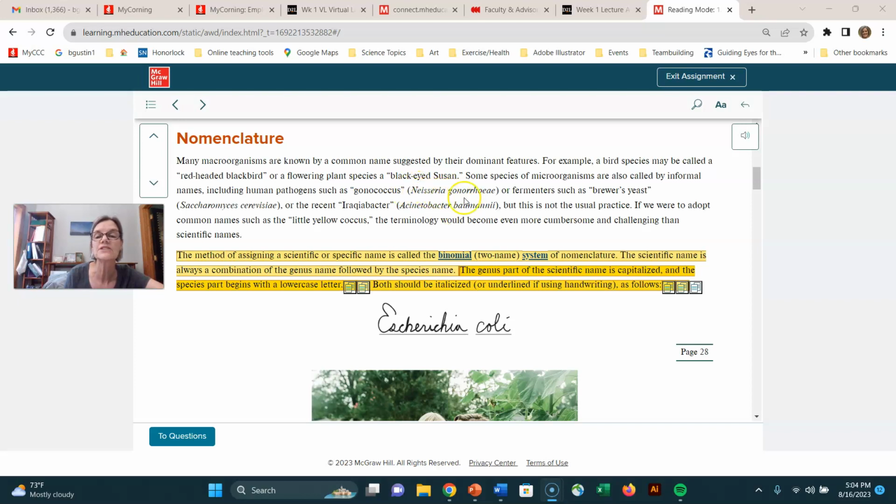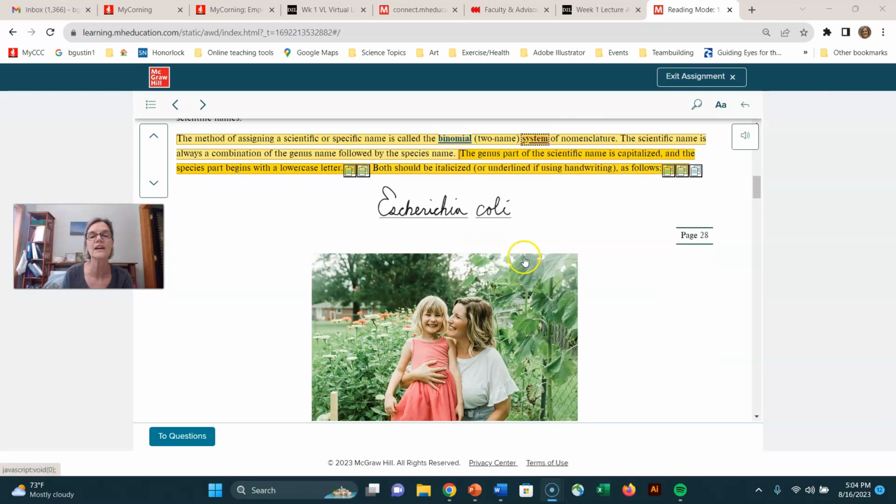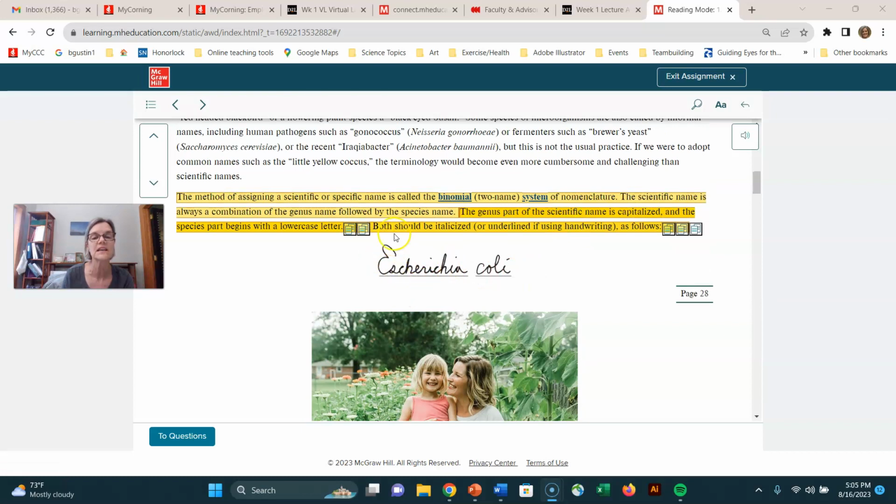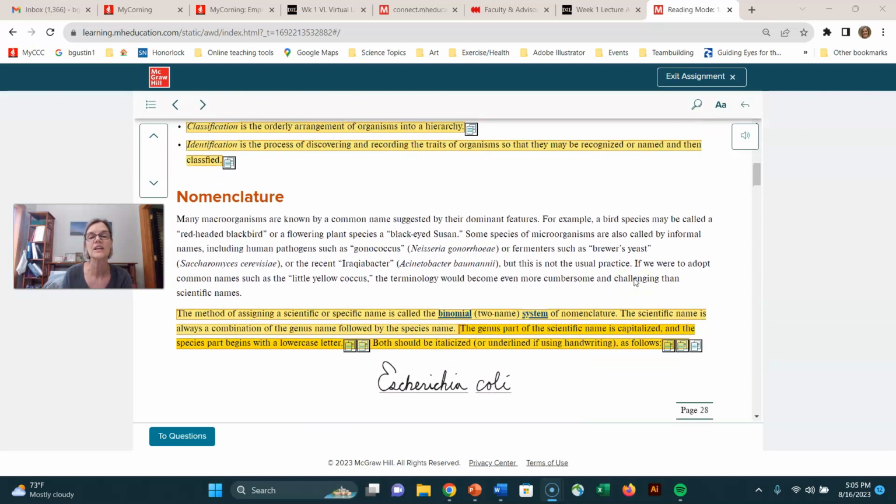And then notice also that these are italicized. If you're going to type it, use a typewriter or a computer to write it, usually we italicize it. Whereas if you're going to handwrite it, we usually underline it. And then once you've said the name once and people know what you're talking about, you can abbreviate it. The way you do that is you take the first letter of the genus and put a period. So you can turn that into E. coli. And you typically would do that after you've mentioned it once.